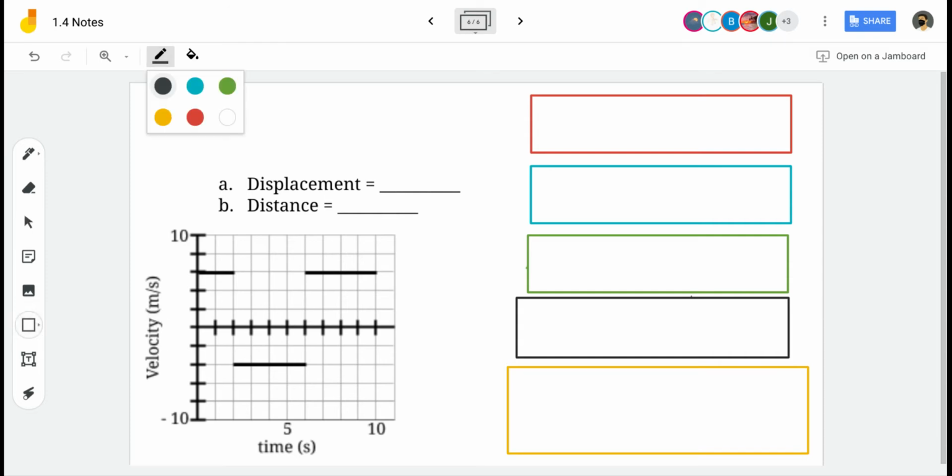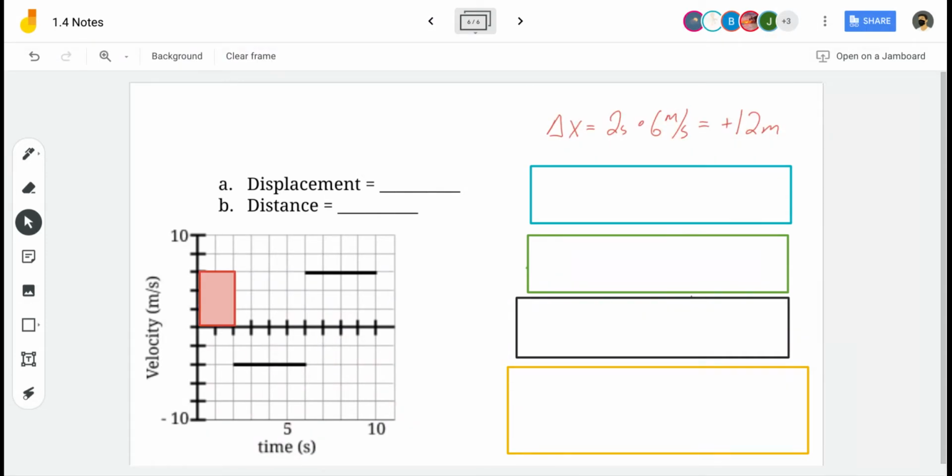So the first rectangle would be at the beginning for the first 2 seconds, and the area of that rectangle would be positive 12, because the base is 2 and the height is 6. Y'all with me on that one?